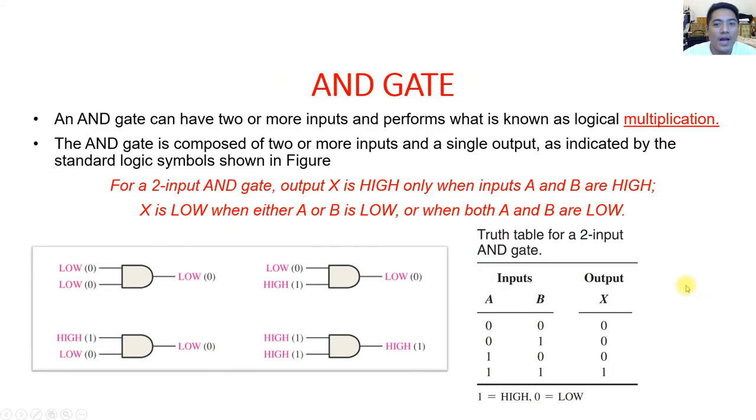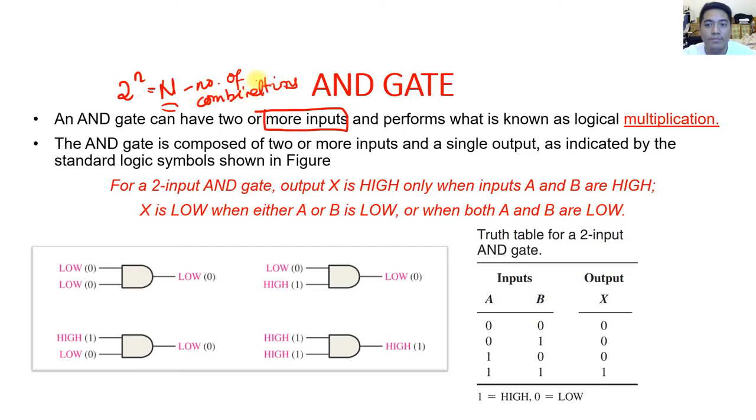Next in line, we have what we call the AND gate. The AND gate can have two or more inputs. And by the way, the number of possible input combinations is given by this equation: 2 raised to n, where n is the number of inputs, and the result is the number of combinations of bits.